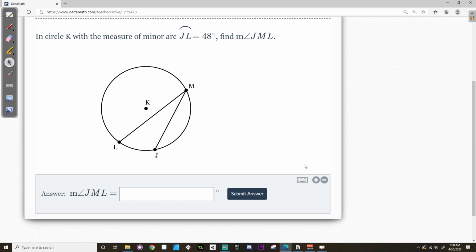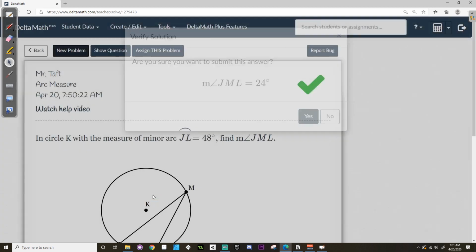So in this case, angle JML is coming from another point on the circle, not the center, so that makes this an inscribed angle. Since it's an inscribed angle, that means that the measure of the arc from J to L is going to be double the measure of the inscribed angle. So if J to L is 48 degrees, that means JML is half that, so that if you doubled it, you'd get 48. So in this case, JML is 24 degrees.